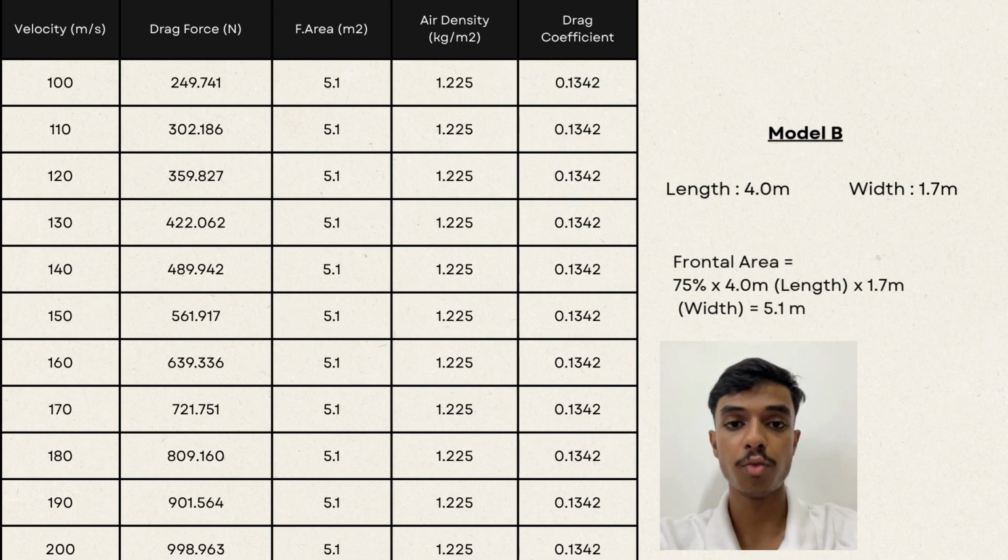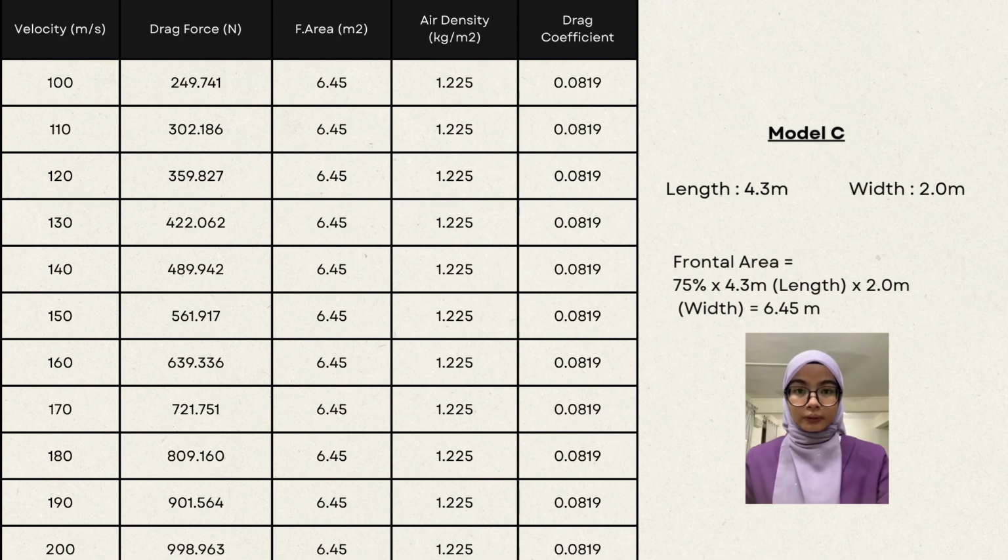Model B has a length of 4.0 meters and a width of 1.7 meters. So for the frontal area, we take 75% times 4.0 meter, the length, times 1.7 meter, the width. Hence we get the frontal area of the model, which is 5.1 meters. Thank you.